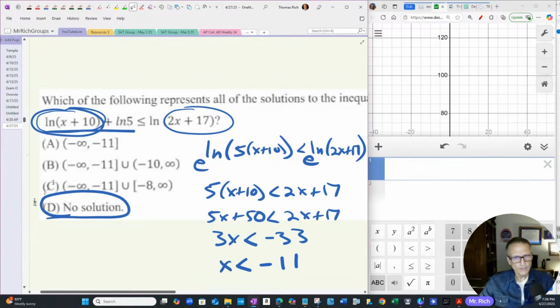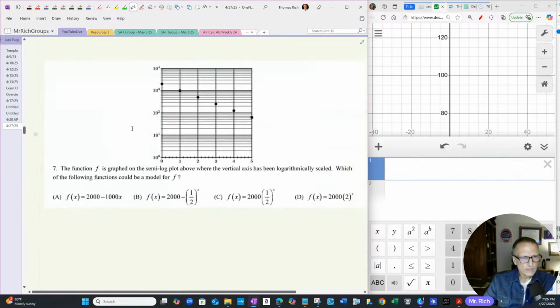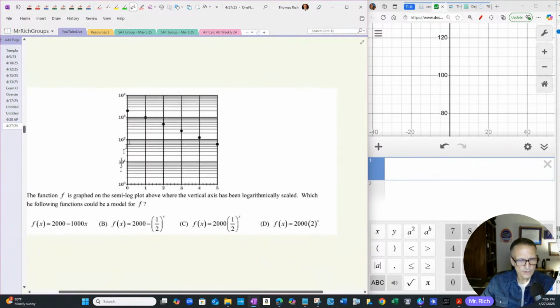All right, let's keep rolling on here. The function f is graphed on the semi-log plot above, where the vertical axis has been logarithmically scaled. Which of the following functions could be a model for f? Well, what they want you to know here is that if you see a linear function on semi-log paper, this must have come from an exponential model. Because if it's a decreasing linear function on semi-log, that means it must have come from an exponential decay.